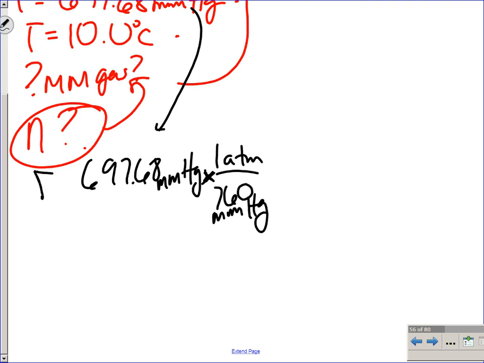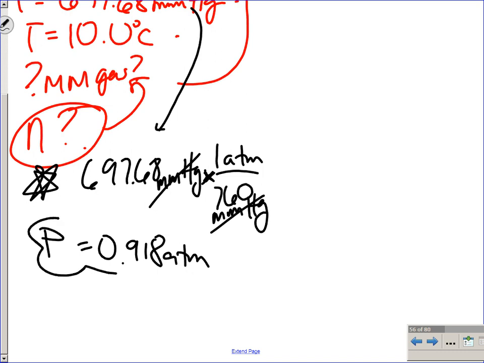So if you don't understand this process, you've got to let me know later, because this is just an idea of like 1 foot is equal to 12 inches, 1 atmosphere is equal to 760 millimeters of mercury. That's just what the conversion is. All right, so this millimeters of mercury cancels. What is 697 blah blah blah divided by 760? 0.918 atmospheres. All right, great.